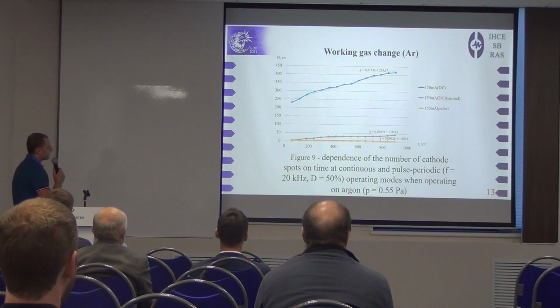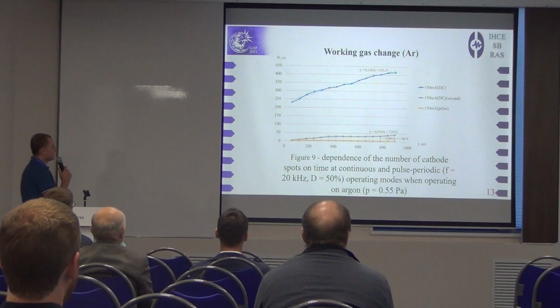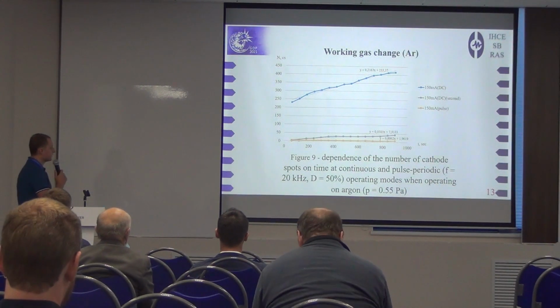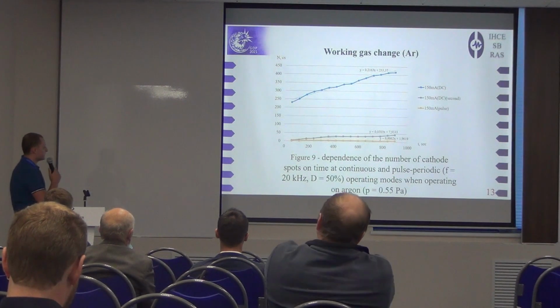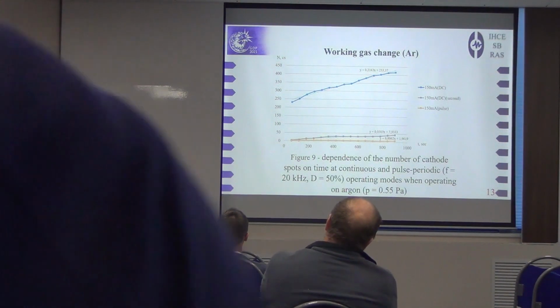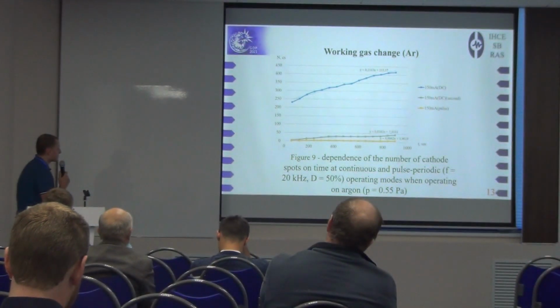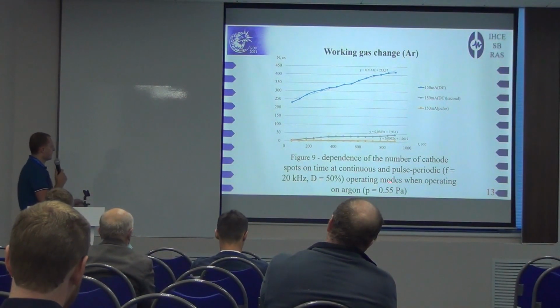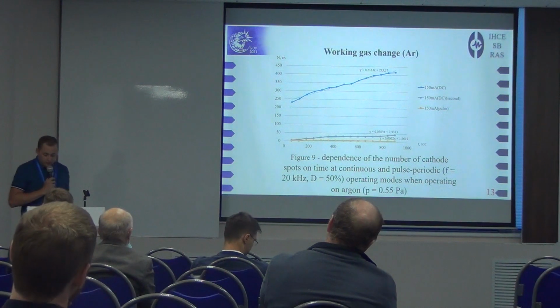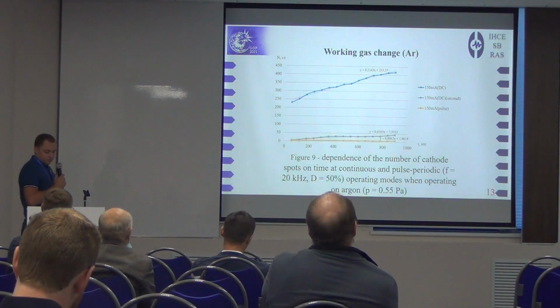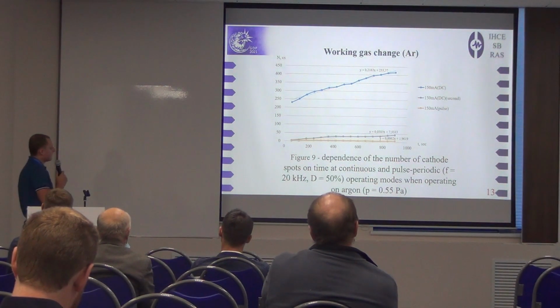Further, the working gas was changed to the inert gas argon, and you can see the dependence of the number of cathode spots in continuous and pulse periodic modes. In this case, the number of cathode spots is smaller than with nitrogen, if we compare them.